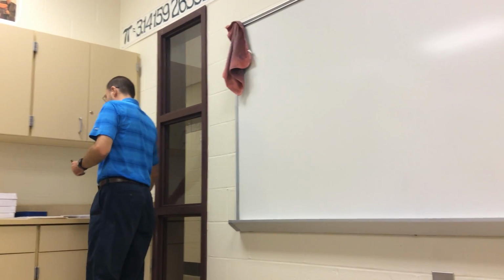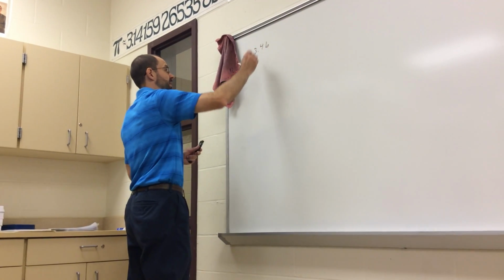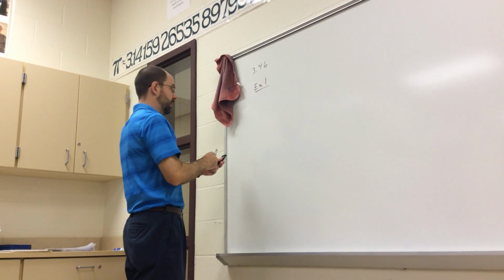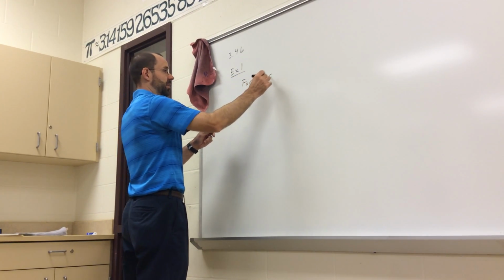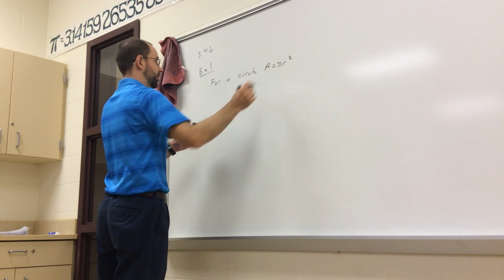So 3.4b today. And we're just going to jump right into a problem. So, of course, for a circle, area equals pi r squared.